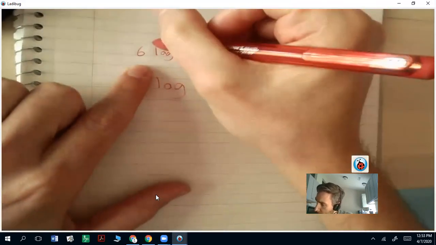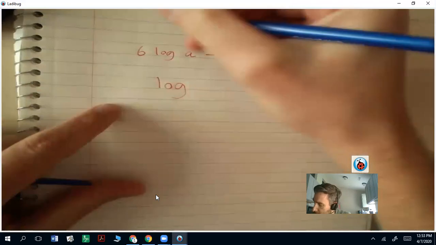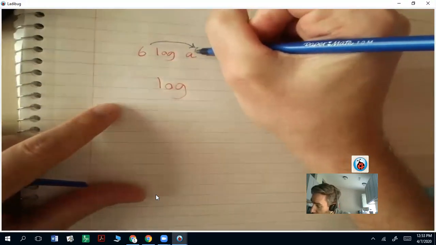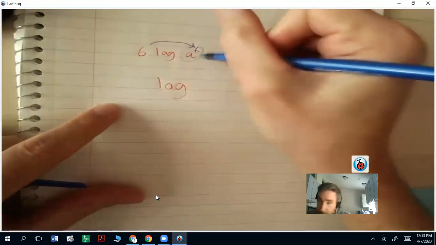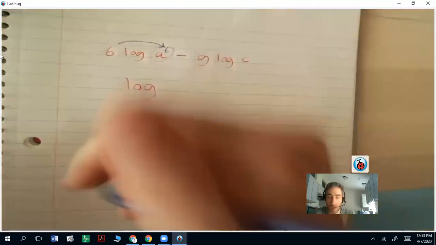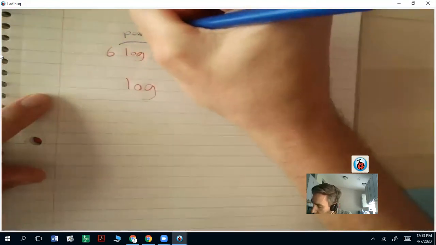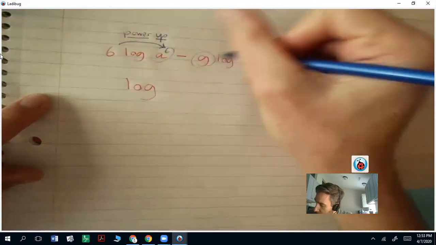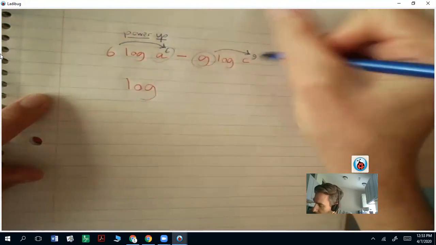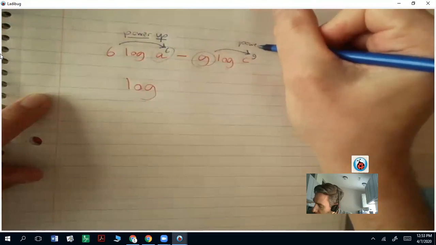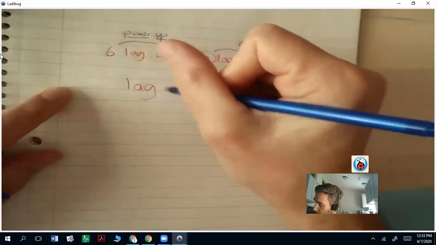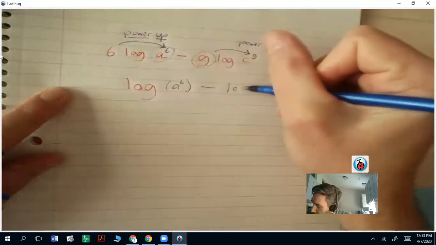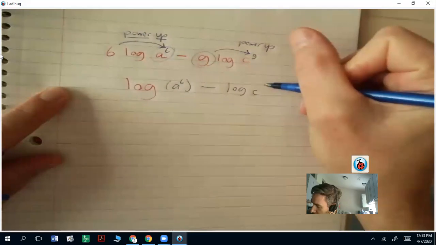But before I do that, I need to take the number that's out to the left of the log, and I need to move it and put it in the exponent for what's in the log. So that 6 is going to, I call it power up, okay? I don't know if you watched the video if that was in there or not. Power up is what I call it. And I'm going to take that G, I'm going to put that there. I'm going to power up. So it's going to be rewritten as log of a to the 6 minus log of c to the g.